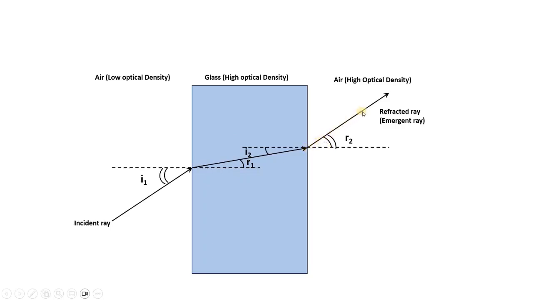Now this we actually call the emergent ray. It's a special name that we give to this refracted ray when it exits the second boundary. It's called the emergent ray. And the interesting thing to see maybe is that your first incident ray and this emergent ray are parallel to one another, and then this angle of incidence initially is equal in size to this final angle of refraction at the end.